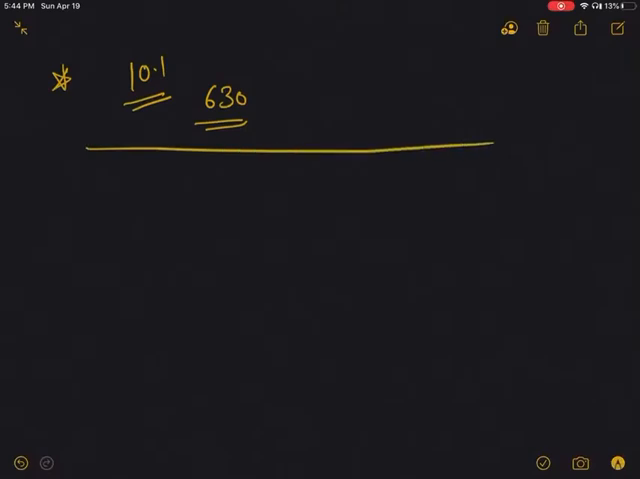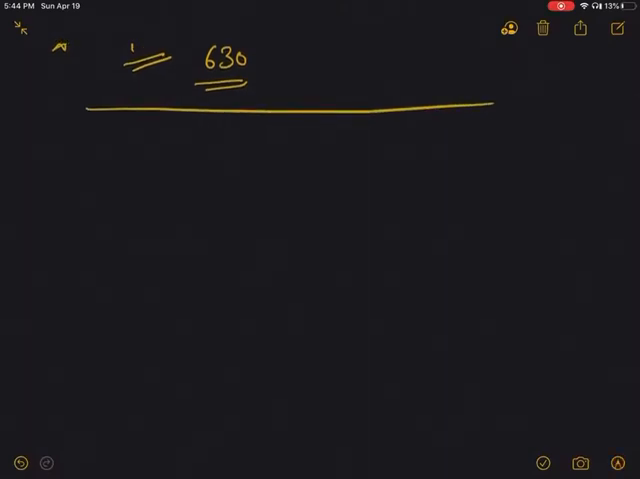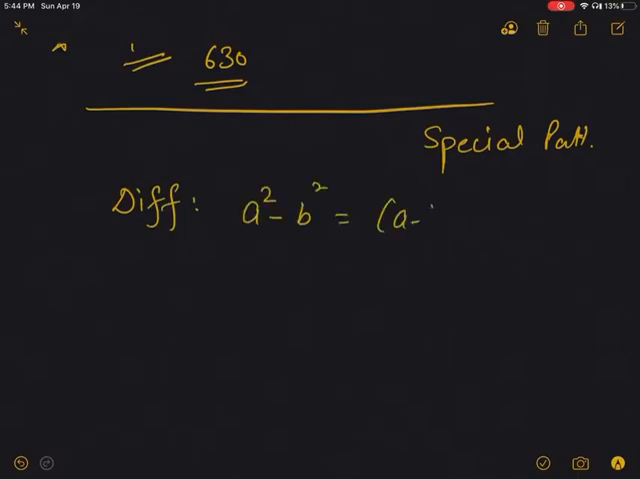Today's lesson is more like when you use special patterns. When I say special patterns, I'm talking about difference of two perfect squares, difference of two perfect cubes, sum of two cubes, something like that. First, I'm just going to put those patterns up so that you can have them handy. If the difference of two squares comes in there, it would be a squared minus b squared. This is equal to a minus b and a plus b.